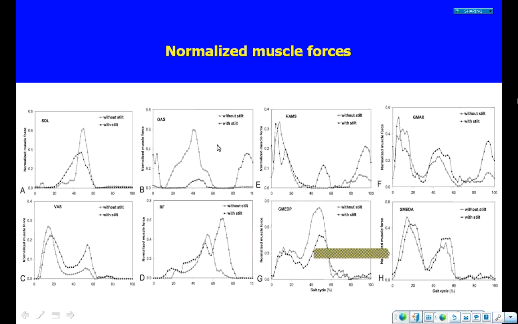The maximal normalized force is in the soleus, gastrocnemius, RF, and GMAD also. Then all the others are very small. On the train, for both stilts walk and without stilts walk, they are very similar in the actual value comparison.